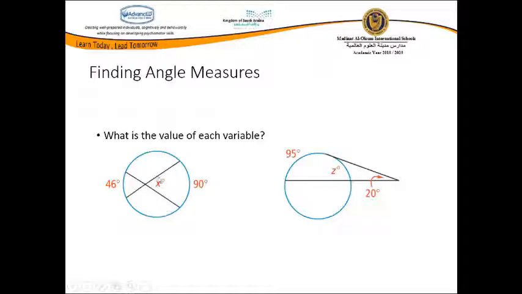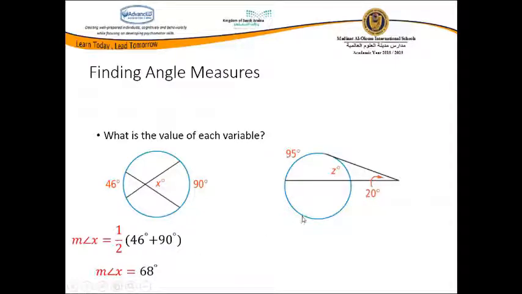That means the measure of angle X equals half the sum of 46 plus 90. Then the measure of angle X equals half of this sum, 46 plus 90 equals 136. Then half of 136 equals 68.